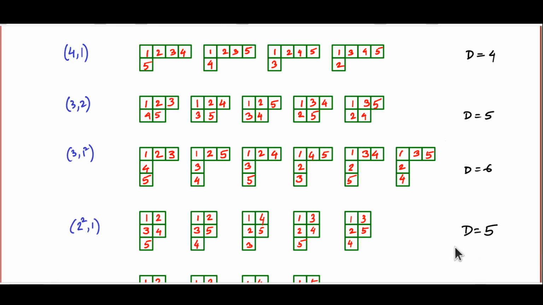D equal to 6 for 3, 1 square is a bit of an exception here, for the simple reason that for this particular case, if you were to interchange rows and columns, you get the same diagram back. So this doesn't come in a pair. All other dimensionalities come in pairs like this.